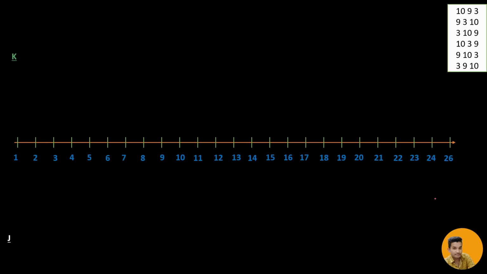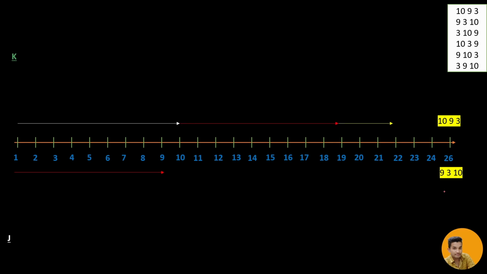So let's see this on a number line. Let's start with the order 10, 9, 3 and 9, 3, 10 of the books. The first person starts reading the 10-hour book, then the 9-hour, then the 3-hour. Time required is 22. The other person is reading the 9-hour book, then the 3-hour book, and then the 10-hour. So in total, we can say they require 22 hours to finish all the books.